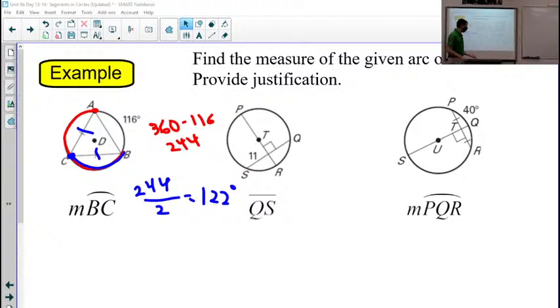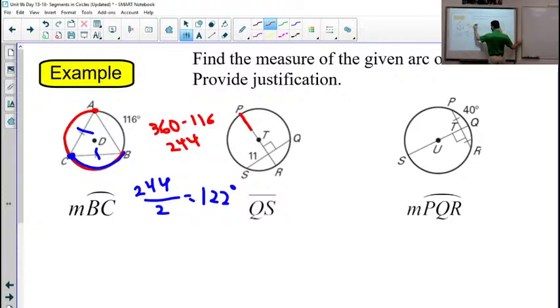Using our other property now to get these other two. So first one, QS, we are using on this one the fact that we have a diameter. So we have a diameter, and we are told that that diameter is perpendicular.